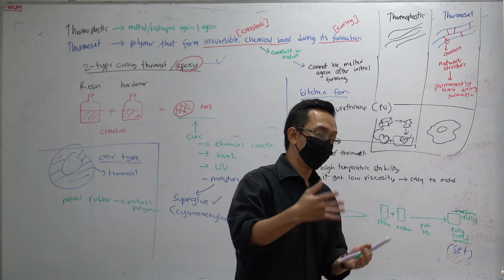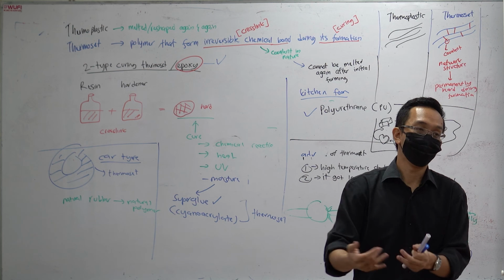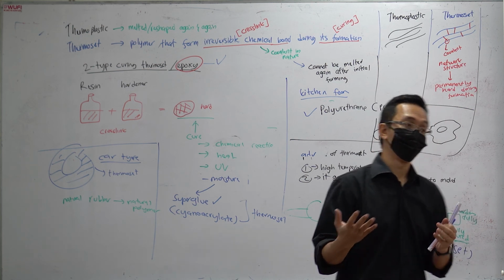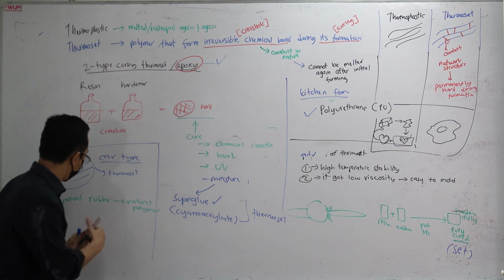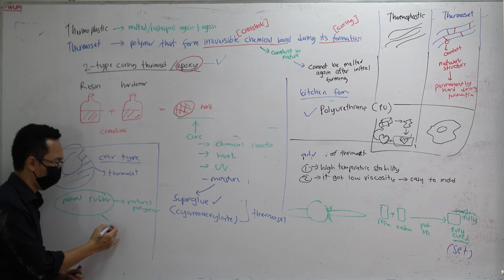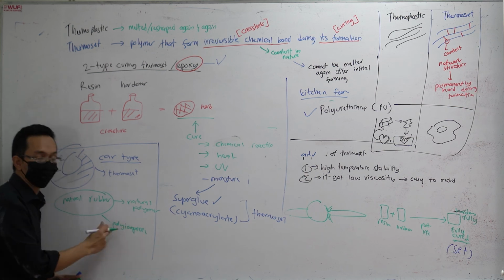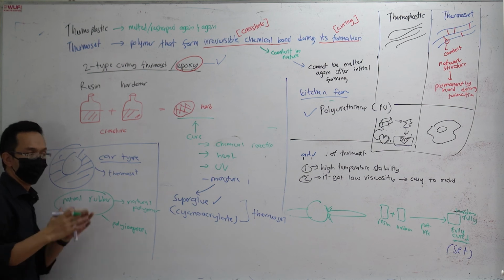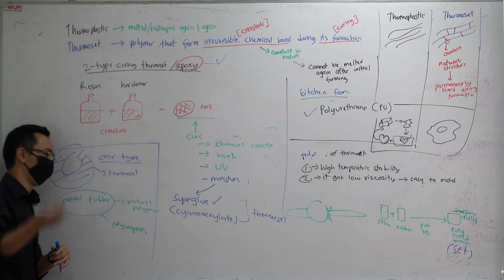If you use that as a tire, then on the hot road, it will be sticky to the road. So normally, to make a car tire, people take natural rubber. Natural rubber is made of polyisoprene. We have discussed this before when we differentiated between synthetic and natural polymers in the early class.